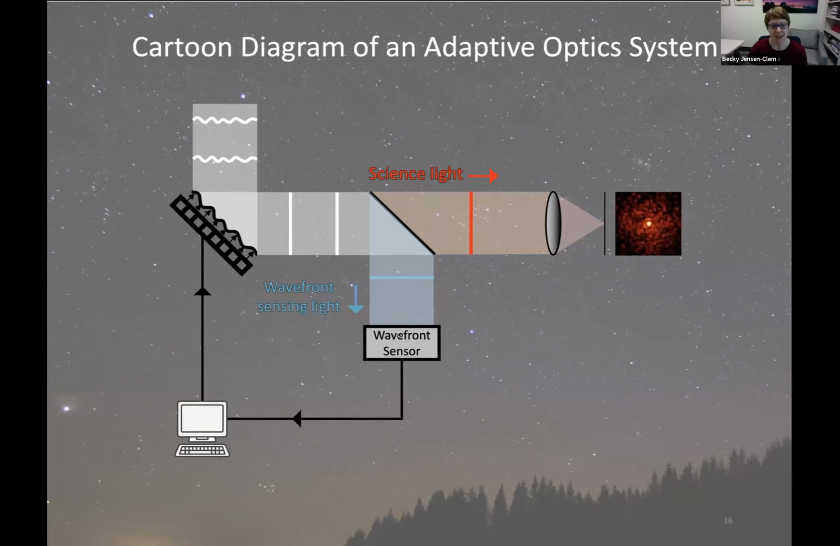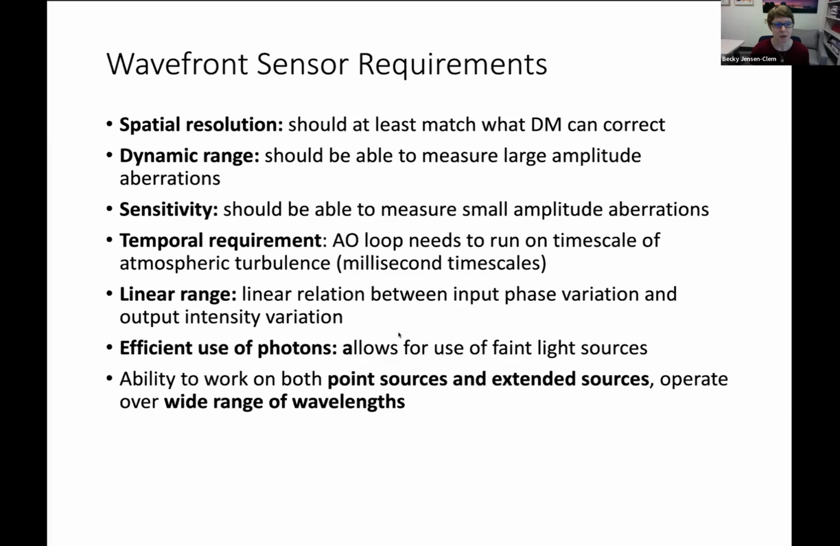Okay, so a wavefront sensor is just an optical device that's designed to transform the phase or the wavefront variations into some intensity that's easy for us to measure. So some of the requirements on a wavefront sensor is the spatial resolution. So you need to be able to reconstruct the wavefront at about the same or better spatial resolution as the DM can correct it. It also has to have the right balance of dynamic range and sensitivity for your application. Usually these two things need to be traded against one another.